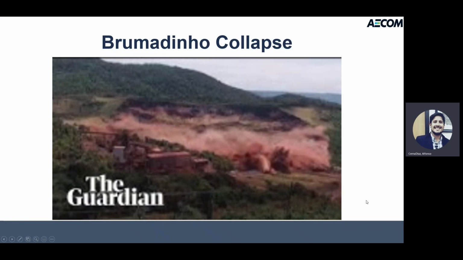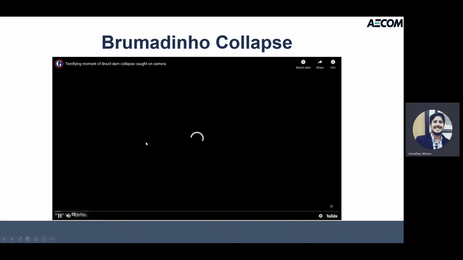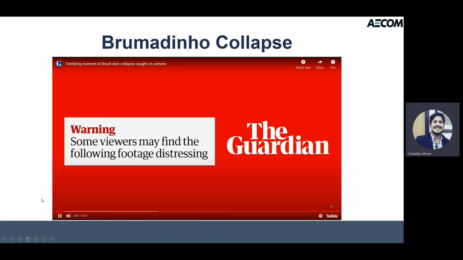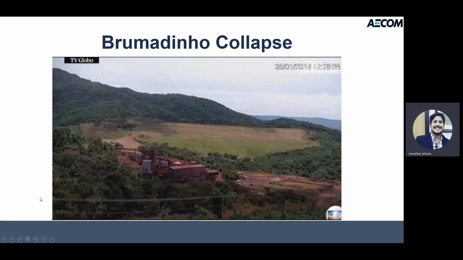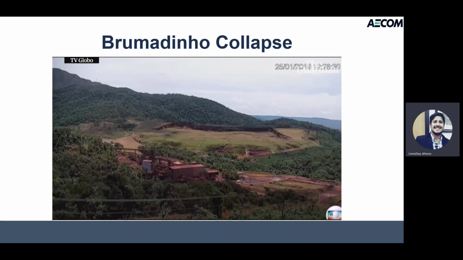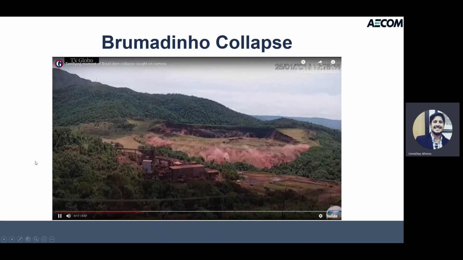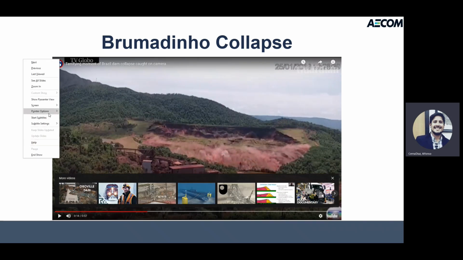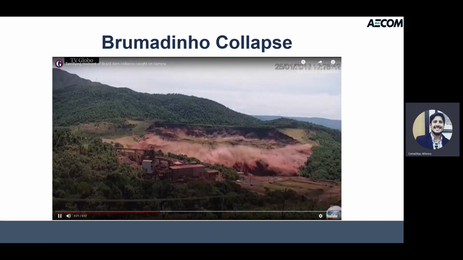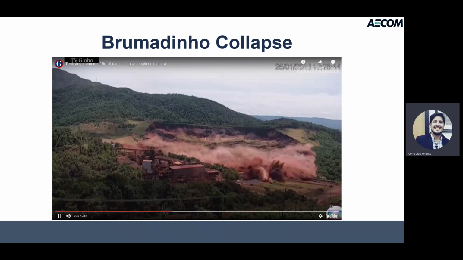So first, introduction. Most of us might have seen this video that happened in Brazil. This is the Feijão or Brumadinho dam that failed, which unfortunately caused more than 200 deaths. You can see a very abrupt failure that basically takes the majority of the dam, and this failure unfortunately was not expected, in a sense that monitoring didn't give enough warning of it.